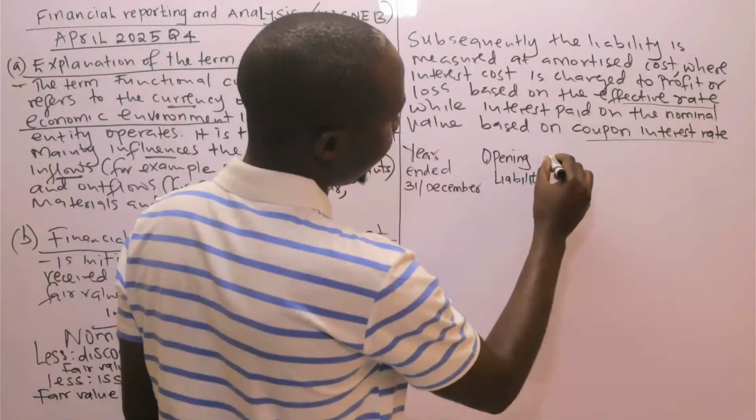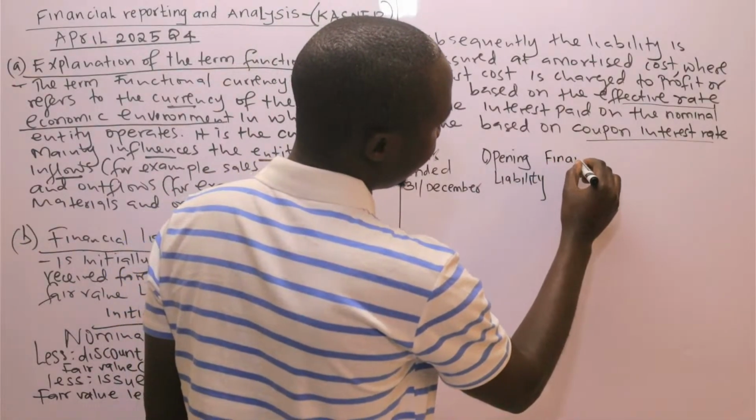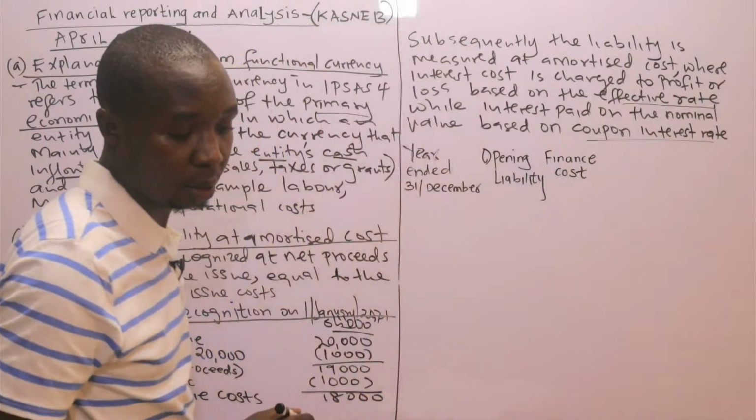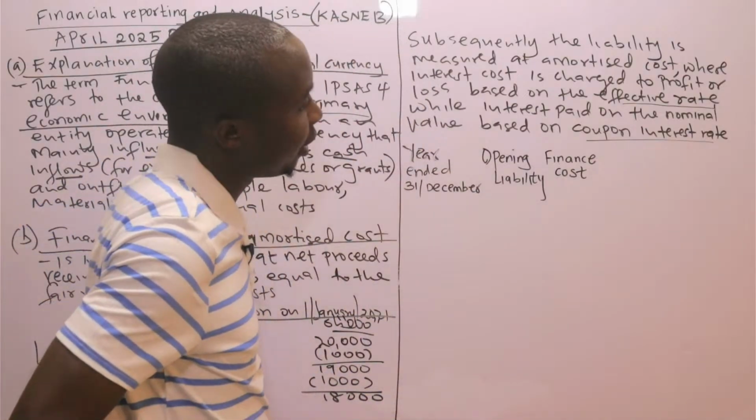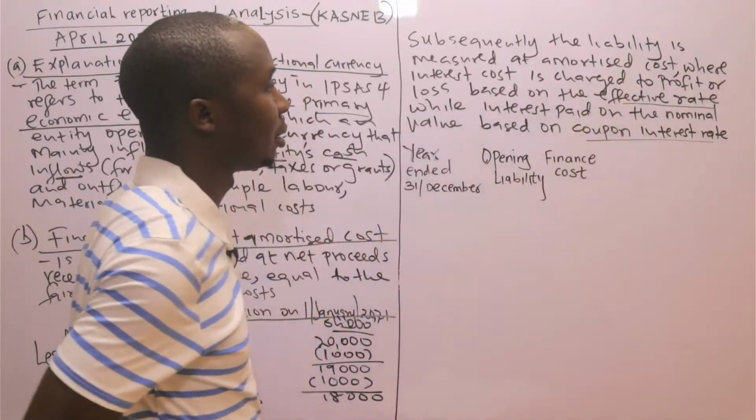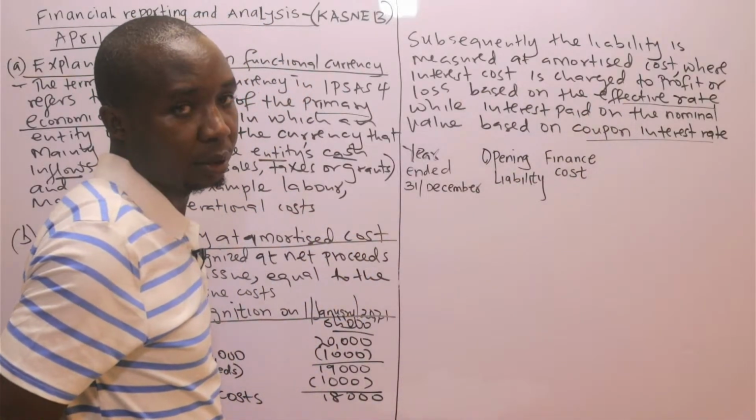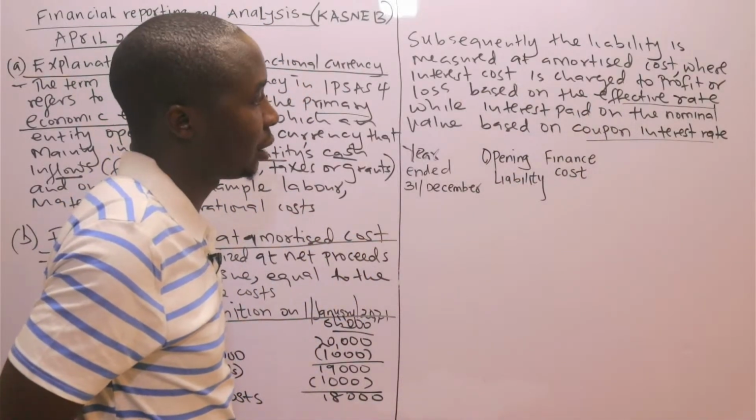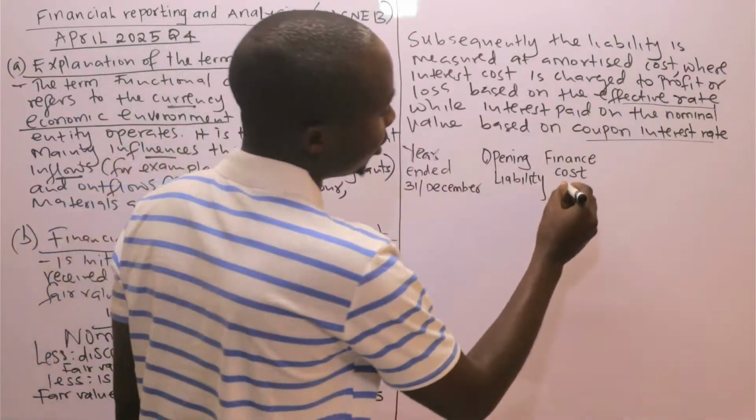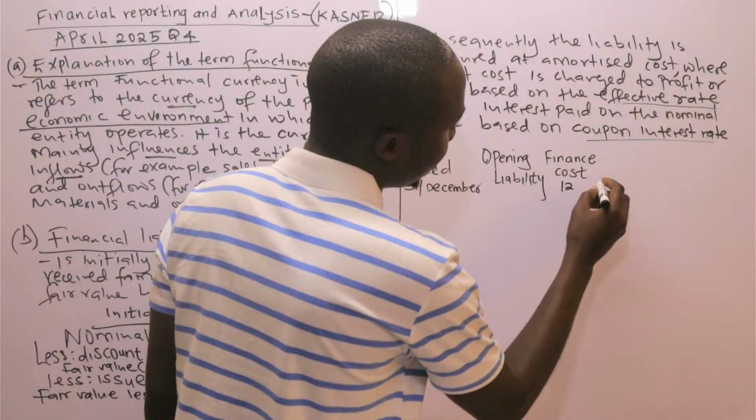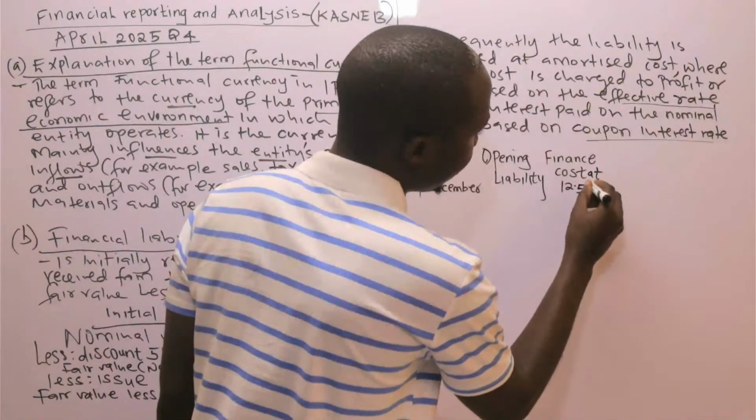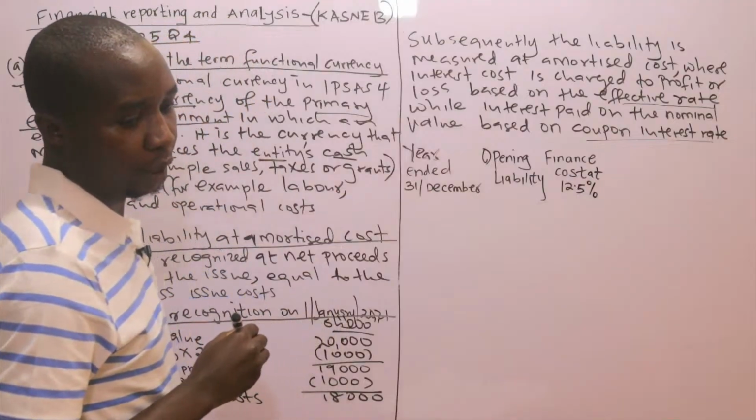Then the finance cost. We said finance cost, that is the interest, is charged to the profit or loss based on the effective rate of interest. So it was 12.5%. So we say finance cost at 12.5%.